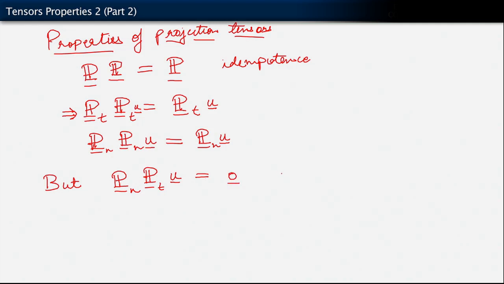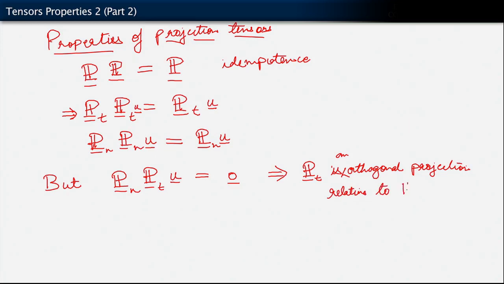What this implies is that P sub T is an orthogonal projection relative to P sub N. That's easy enough to check. So let's check this quickly.